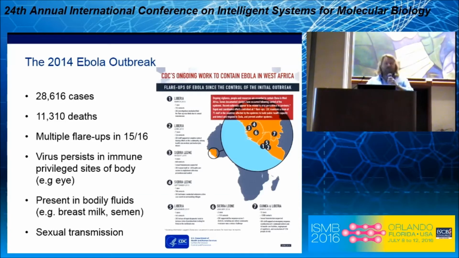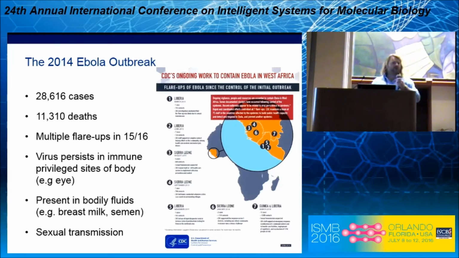While the disease has largely gone away, there have been multiple flare-ups in 2015 and 2016. This page from the CDC shows the most recent outbreaks, and we can see even in March this year there were 13 cases in Guinea and Liberia.